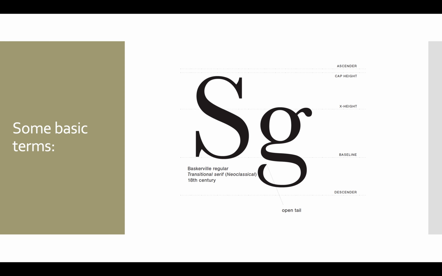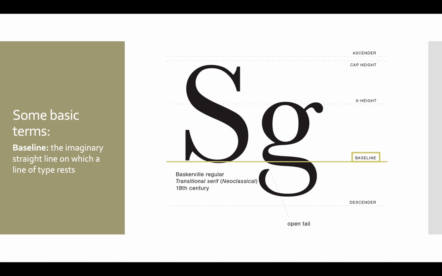So here's another image that shows you, again, some of those same things. So the baseline is a really great one to start off with because it's where all of our letter forms are going to sit. If you drew an invisible line underneath the word that you're going to be working with, that's the baseline. And so everything works off of that as an axis. Think of it like if you were drawing a graph.